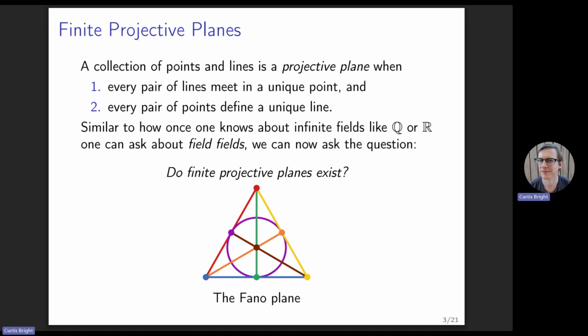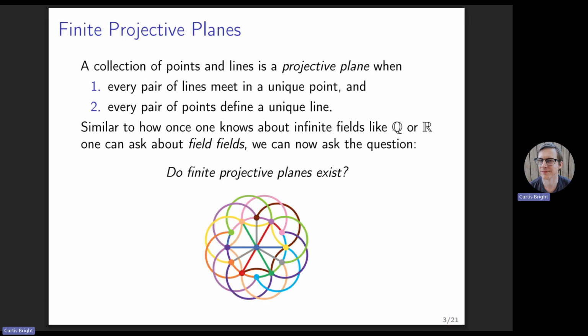And in fact, you can go even higher. I'm going to stop drawing them at this point because then it becomes too hard to figure out all the colors. But there are 13 colors here, 13 lines, 13 points. Any 2 lines meet at a unique point.